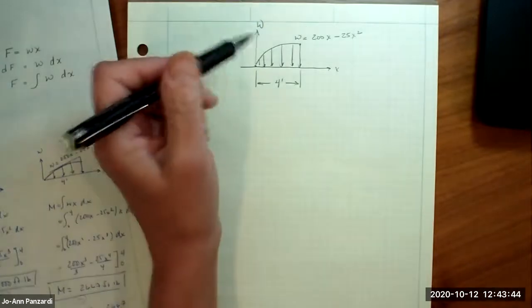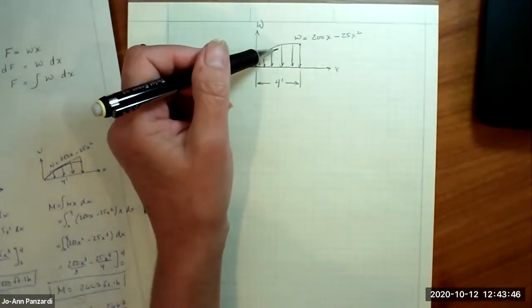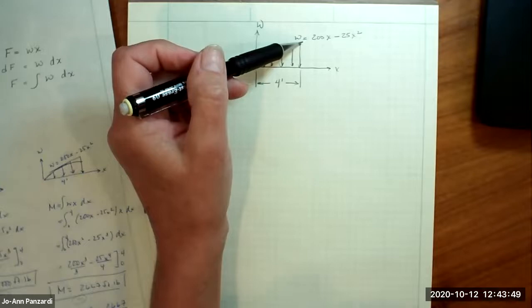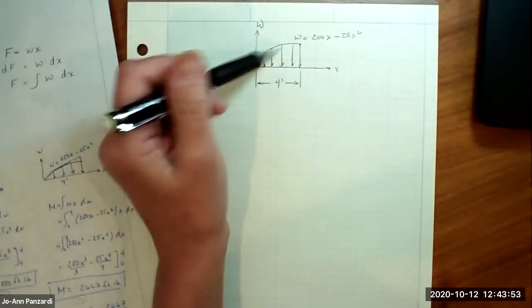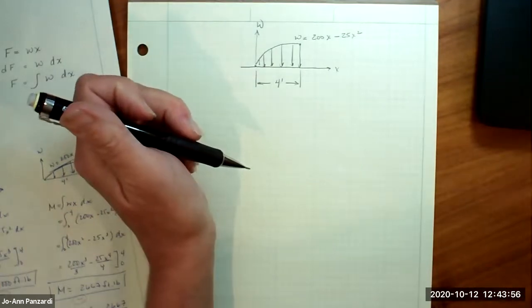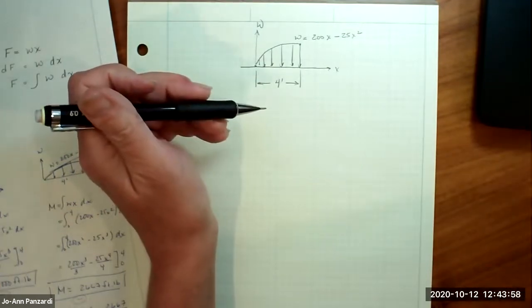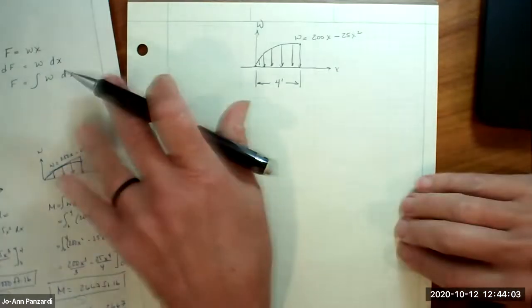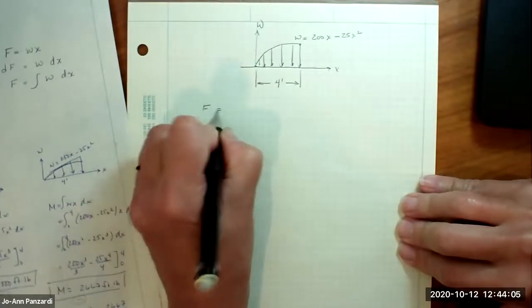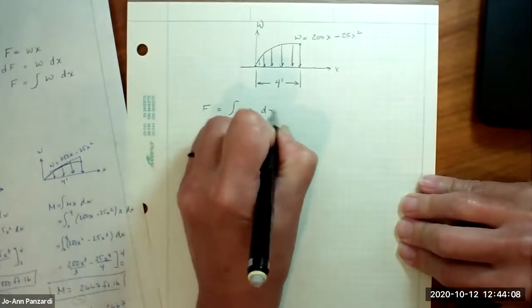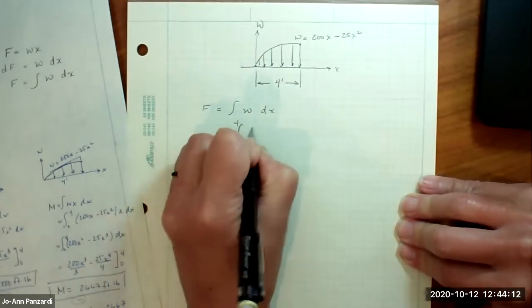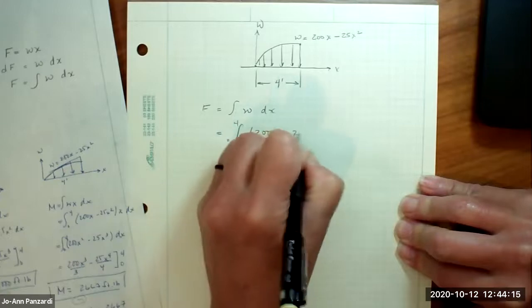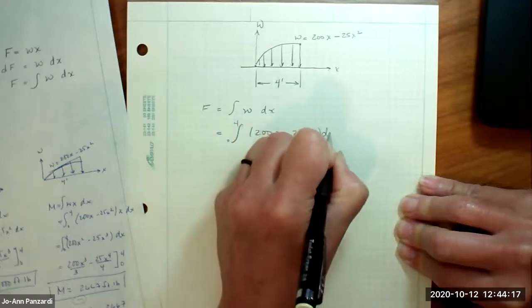Okay, so now I have a distributed load with a certain shape, and I'm given the equation of that shape. It's 200x minus 25x squared. In this case, I don't know where the centroid of this is. Maybe I'd be able to figure it out in some capacity, but in this particular case, I'm just going to do it all by integration. So the first thing that we know is the force is equal to the integral of W dx. So the integral goes from 0 to 4, and W is 200x minus 25x squared dx.